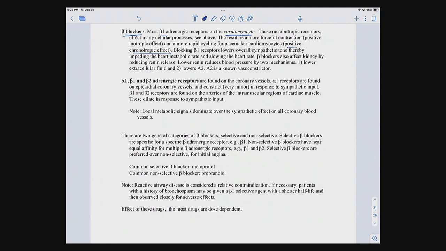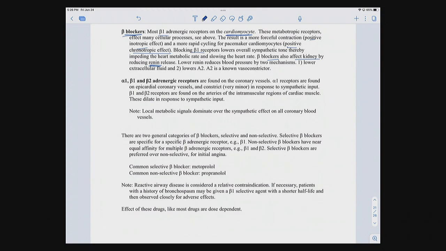It's kind of obvious. Of course, I've already talked about positive inotropic effect and increasing force of contraction. So I want to toss that word out there for you, positive chronotropic effect. So again, beta 1 receptor blocking, I'm going to block that sympathetic tone, thereby impeding the heart metabolic rate, slowing the heart down. Beta blockers also are going to affect kidney by reducing renin release.